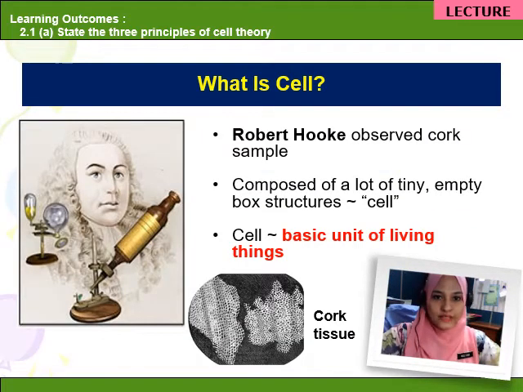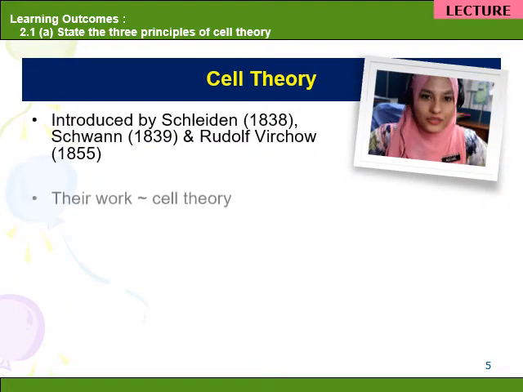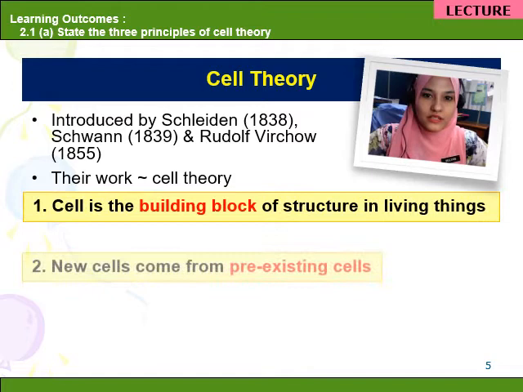So what is a cell? Robert Hooke observed a cork sample which looks like a tiny empty box structure, sort of like the structure of a cell. He also concluded that a cell is the basic unit of living things. Cell theory has been introduced by these three individuals.